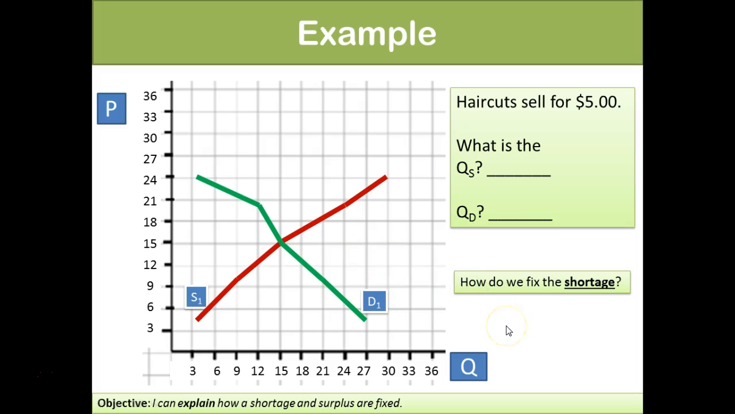And so on your do now, you can see an example of that. Haircuts sell for $5. I think that was about 3, and the quantity demanded was about 27 there. And so obviously there's going to be a shortage, and we fix that by raising the prices.